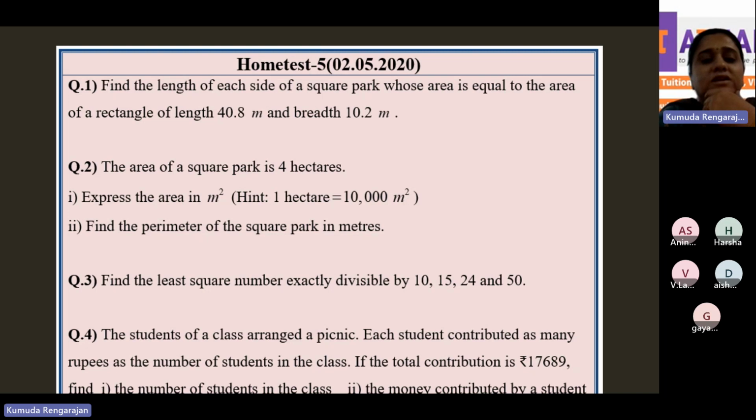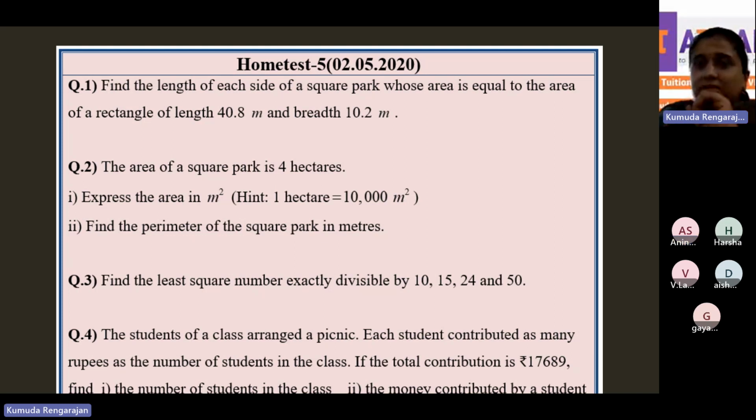What is the length of the rectangle, children? 40.8 meters. What is the breadth of the rectangle? 10.2 meters. Correct. How will we find the area of the rectangle? Length into breadth. Correct. You should multiply 40.8 into 10.2, and that will give you the area of the rectangle.